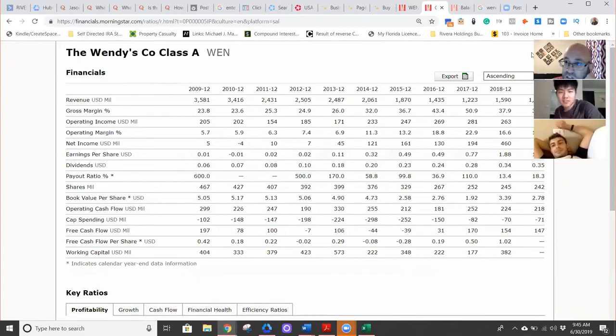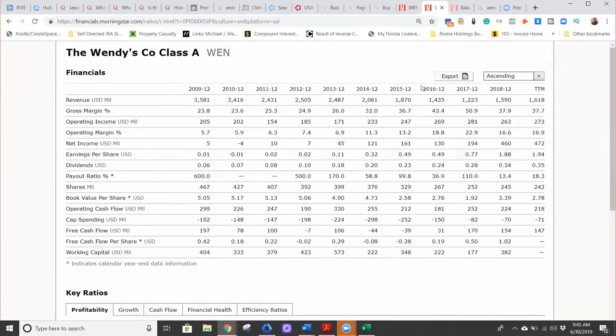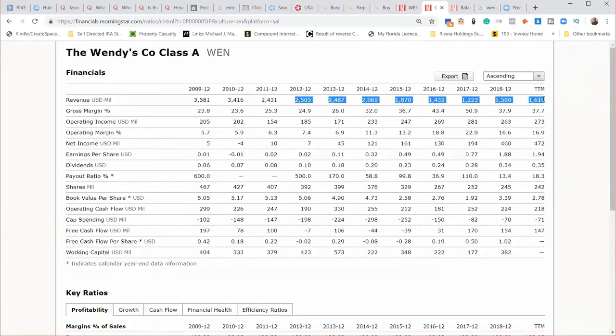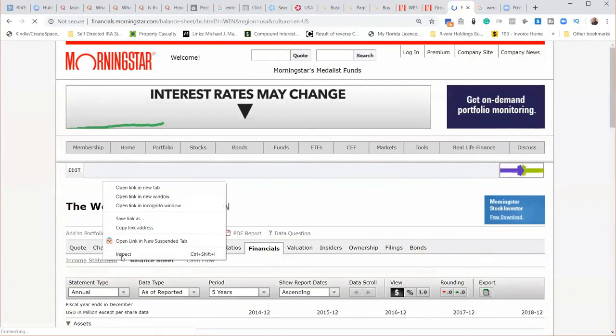Wow, this business is on fire. Look at this. Their revenue has dropped significantly, but their margins have gone up significantly since 2012. Net income exploded, earnings per share exploded. They've been buying back more and more shares. Why's the book value down? Aha, good question. Let's go see.